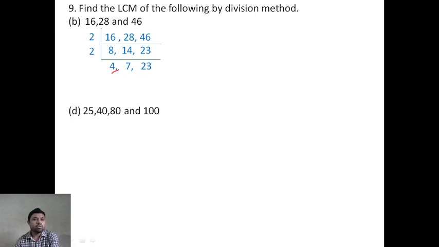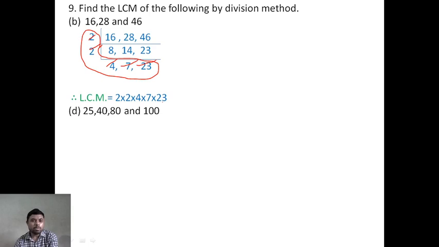Here you can take 2, but 2 is not a factor of 7 or 23. Okay, you have to divide minimum 2 numbers among them. Please keep in your mind, you have to divide minimum 2 numbers. So here you cannot, so LCM will be the product of these: 2, 2, 4, 7, 23. Okay, product of this. So the answer will be 2576.